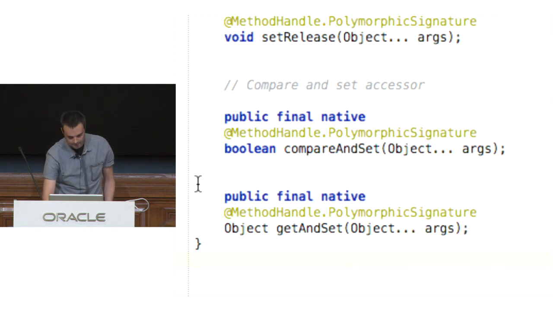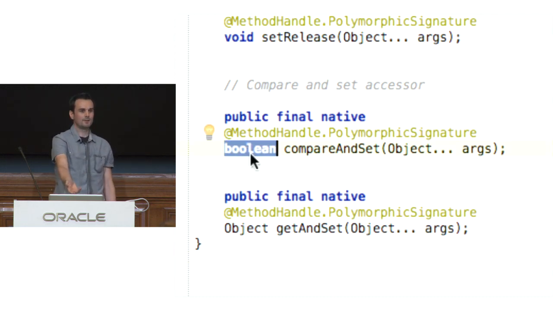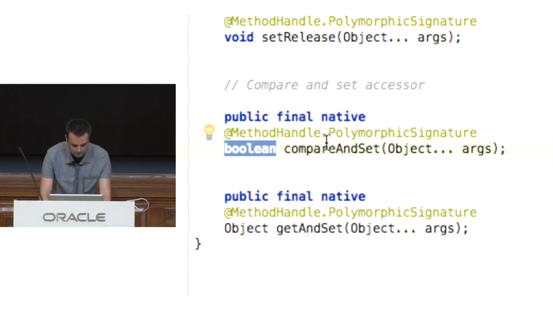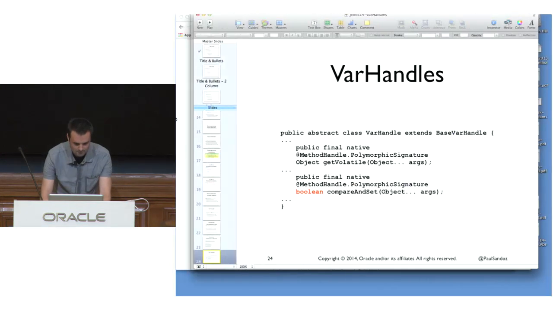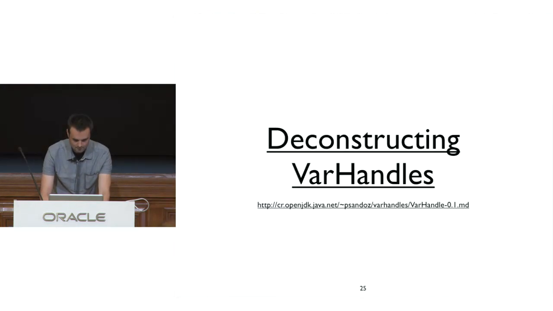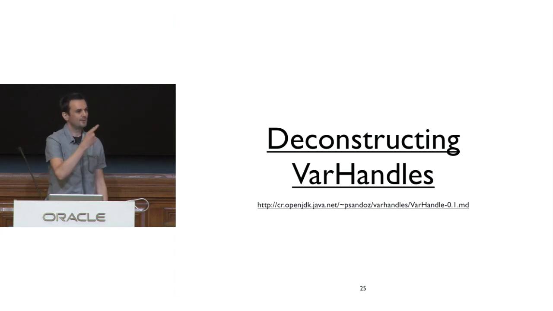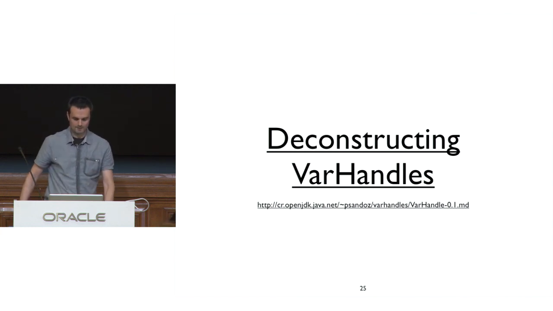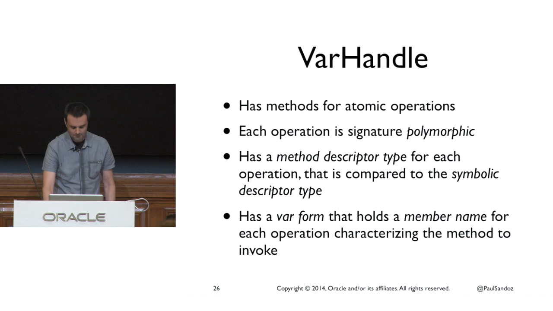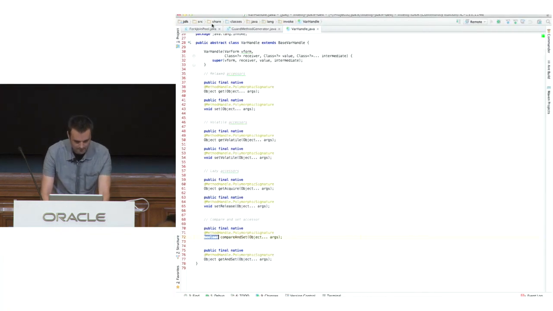Now I tweaked javac, so we don't need to refer to Object. If we know we're Boolean, we don't need to be Object and cast it. We can just be Boolean instead. So it's not polymorphic on the return type, just on the arguments you pass in. I wrote another document called Deconstructing VarHandles, which follows the same process I did for deconstructing method handles to show how it works. It's online on the OpenJDK list, linked there. So let's actually go in and deconstruct that instead.